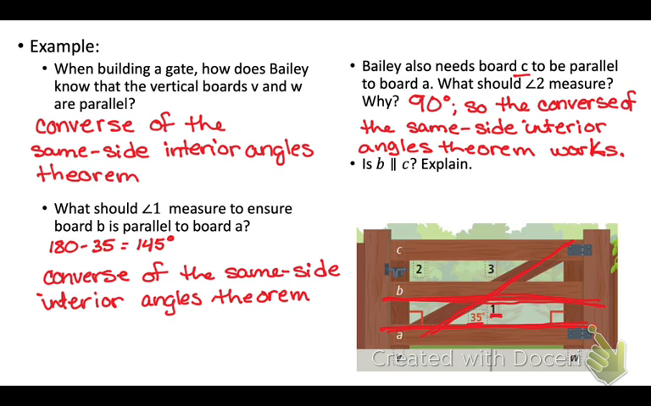Okay, the next one is: is B parallel to C, and explain why. Yeah, because of the transitive rule, yes? Because we know C is parallel to A, and A is parallel to B, from the other one we just did. And if A is parallel to those, then C and B have to be parallel. So C and B are parallel by the transitive property.